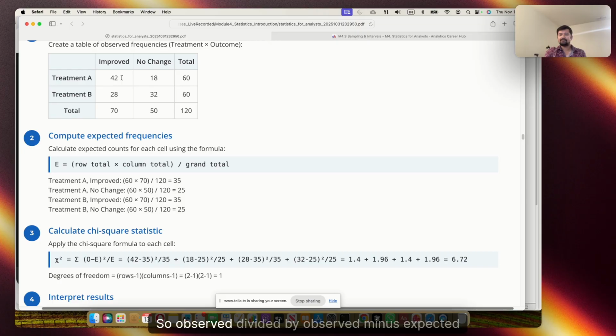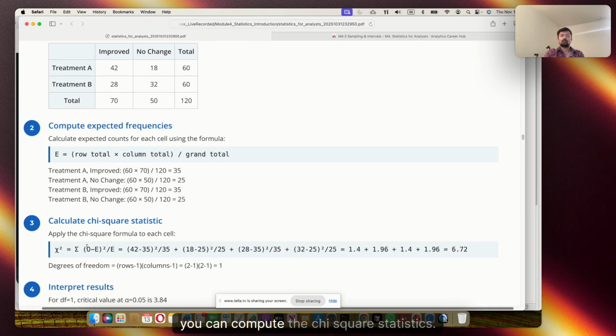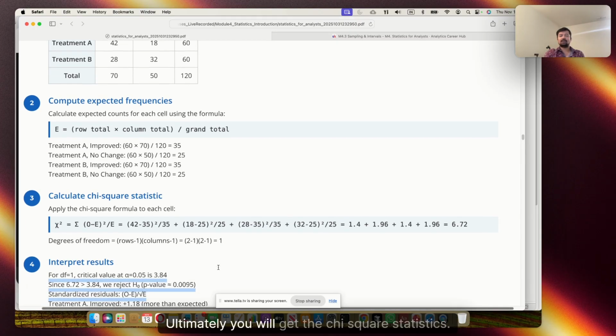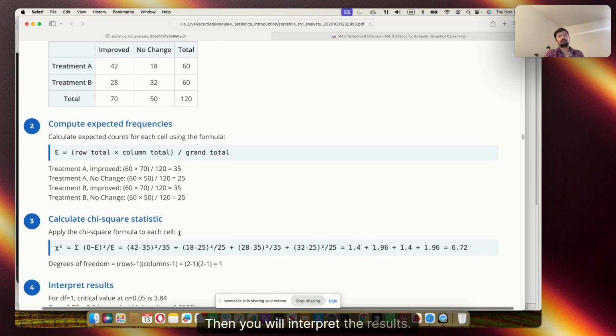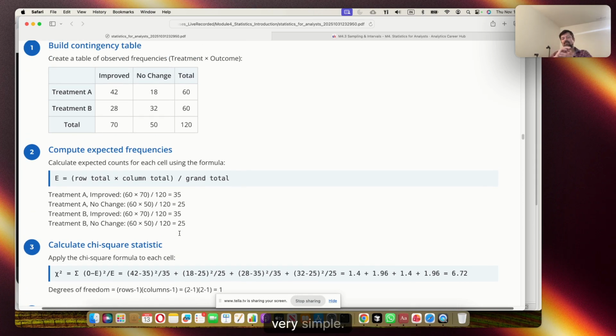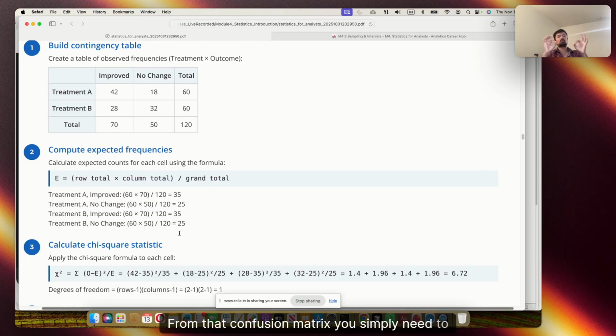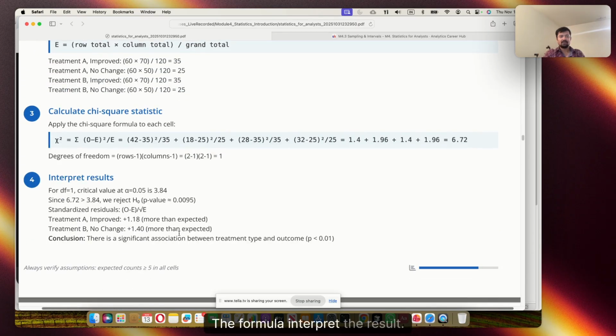Observed minus expected squared divided by expected. This is the simple formula, and you can compute the chi-square statistic. Ultimately, you will get the chi-square statistic, then you will interpret the results. Chi-square statistics is very simple. First, you get the confusion matrix. From that confusion matrix, you compute the expected frequency for each observation in the confusion matrix. Once you have the expected and actual frequencies, you do actual minus expected, squared, divided by expected. That is the formula. Then interpret the result.